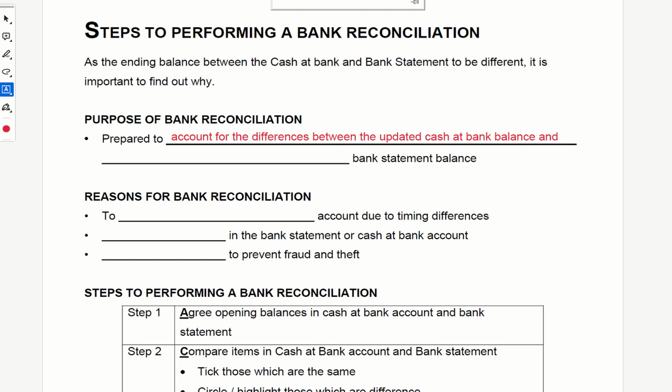So what are the reasons for bank reconciliation? Firstly, you prepare a bank reconciliation because you want to update the cash at bank account due to timing differences. Secondly, you want to identify errors in the bank statement or cash at bank account. Thirdly, bank reconciliation is done as a form of internal control to prevent fraud and theft in your business.